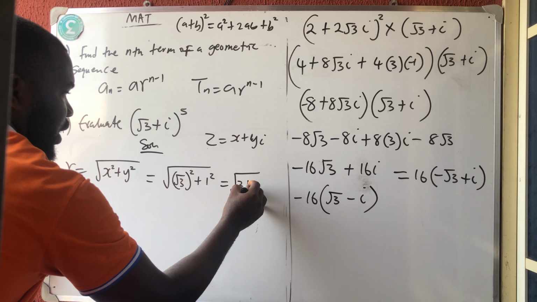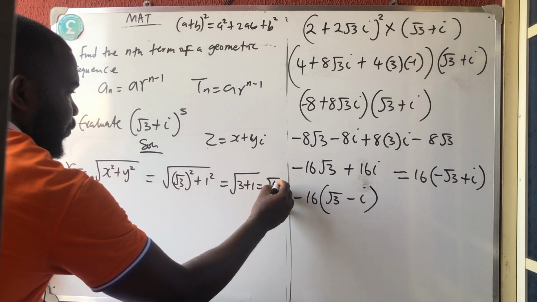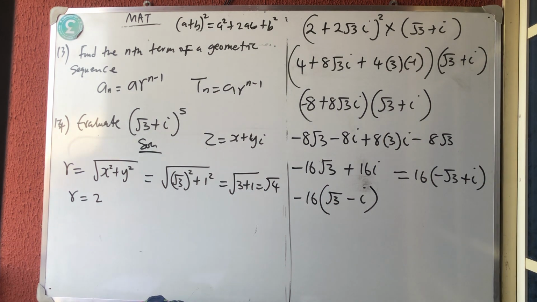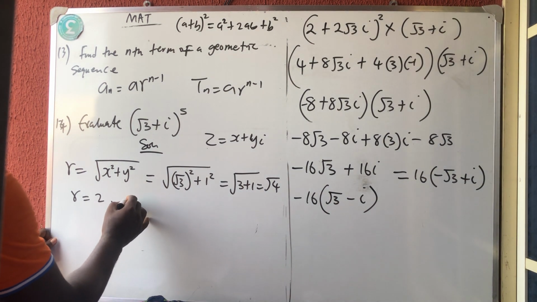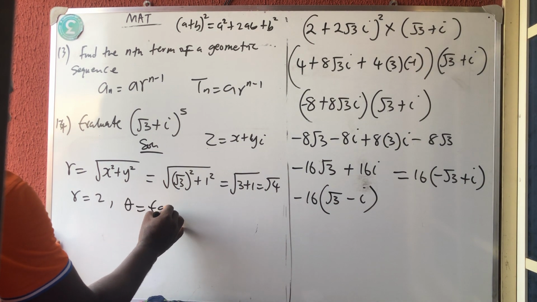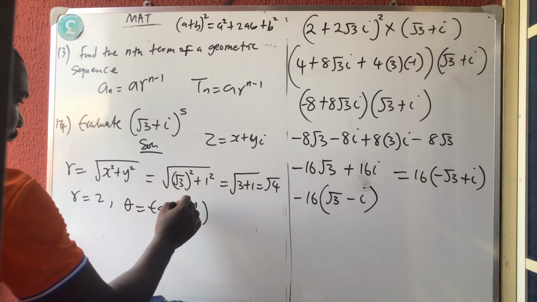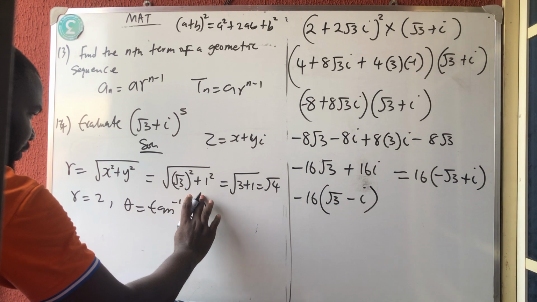The square root of 3 plus 1, which is what? Root 4, and root 4 is what? 2. So my r is simply 2. Now the next thing you need to find is your angle. Theta is simply the tan inverse of y over x. Okay, absolute value. Don't forget absolute value.